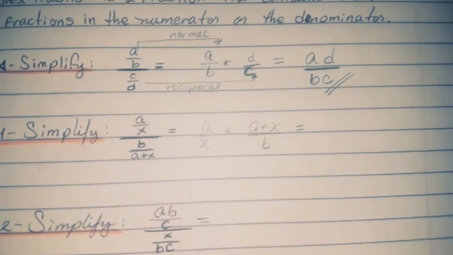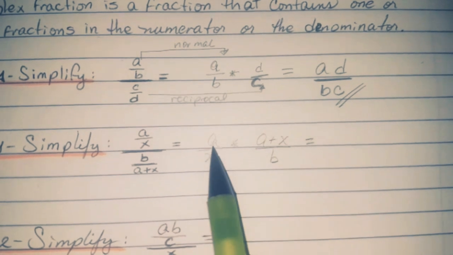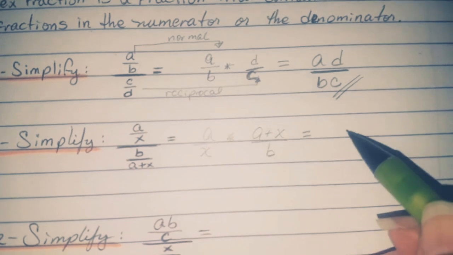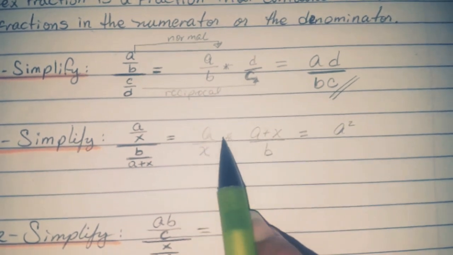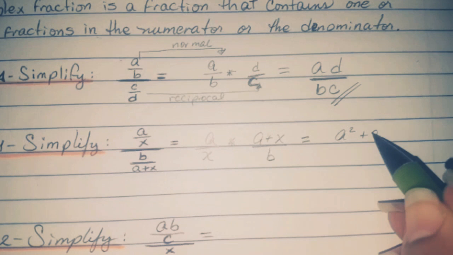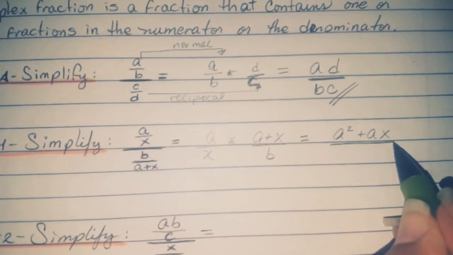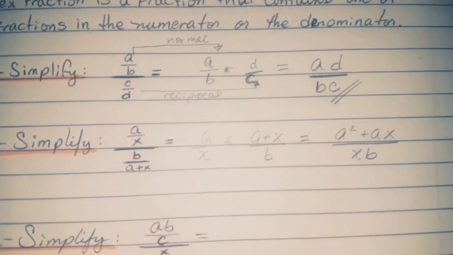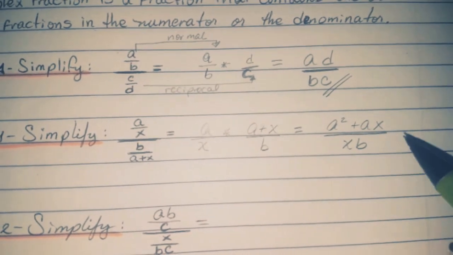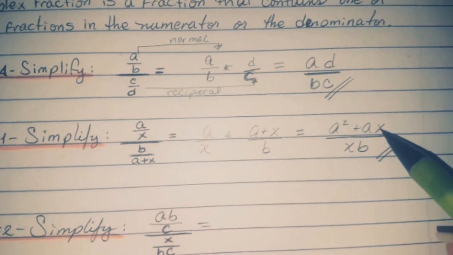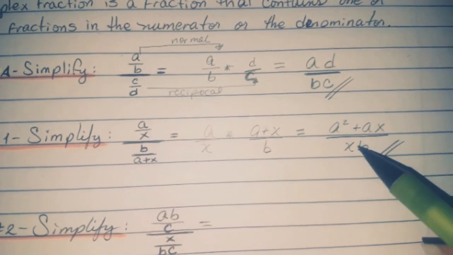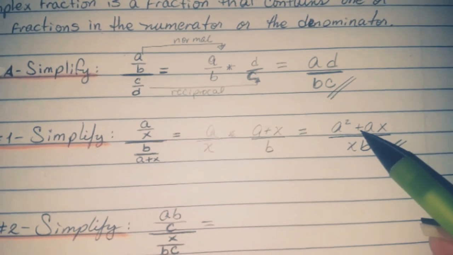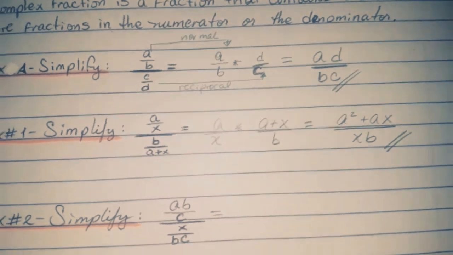For me to simplify that, all I'm going to do is multiply. For example, this variable is multiplying these two. A times A squared, A times X, AX. All of that over X times B, XB. Since we cannot simplify any further, then that's our answer. Remember, in order for me to cancel these x's, for example, I must have a multiplication symbol here. And we have an addition instead.